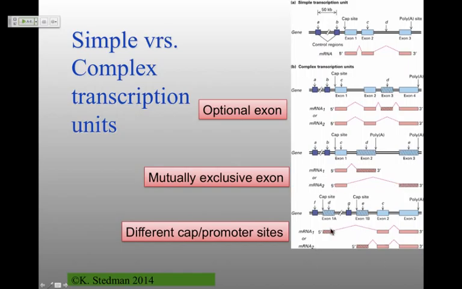Or you can flip things around. You can have a different start site. And here, and this is from the textbook, it says different cap sites. But you can also just have a different promoter site. So say in one cell type, you're using this promoter. In a different cell type, you're using this promoter. So you end up with a different set of exons, so a different 5' end of your messenger RNA.